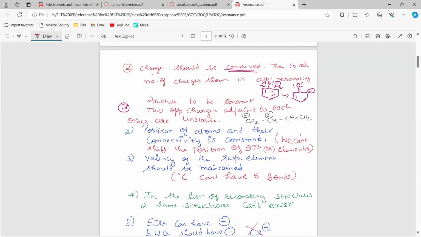Next, valency of the respective element should be maintained. What does it mean? Carbon can have only 4 bonds. By doing resonance structuring, you cannot have more than that. That is not possible. Also, octet should be satisfied for carbon. Any structure where carbon has no octet satisfied is unstable. Carbon didn't form bonds at all, ma'am. Carbon is having positive charge there, so carbocation, ma'am. Then that kind of structure is not stable.